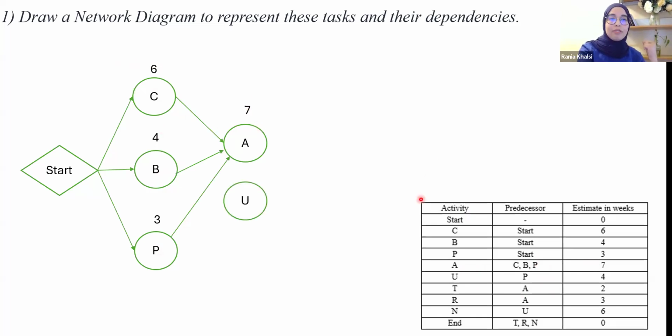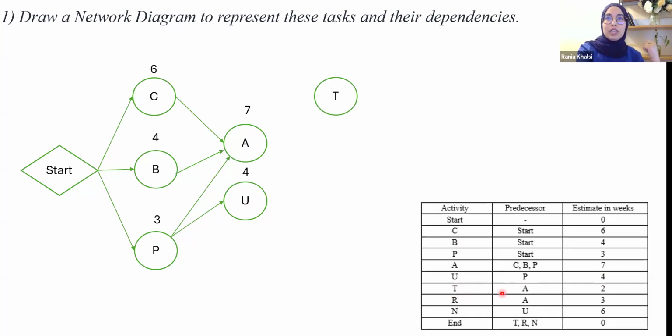Next, we have activity U. The predecessor for this activity is activity P. This is why P is also connected via this arrow to activity U, which takes 4 weeks as an estimation. Next, we have in our table activity T.